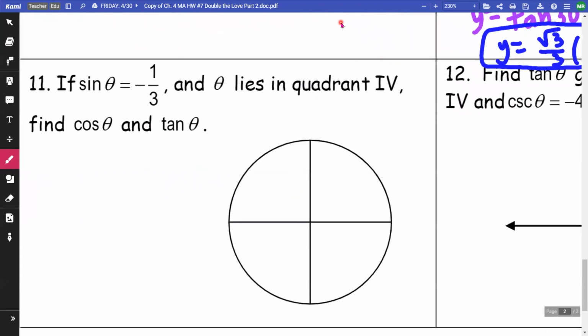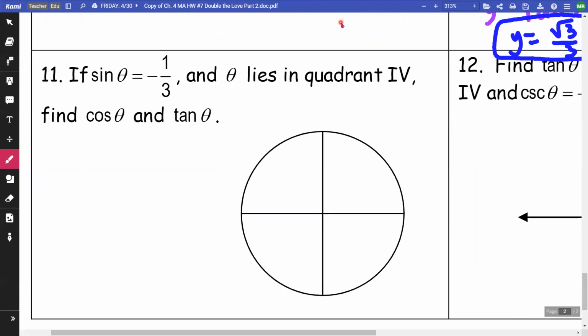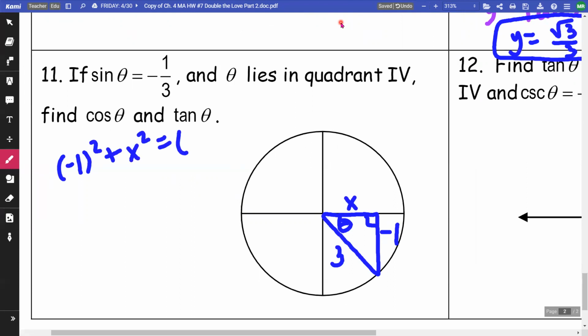On number 11, if our sine is -1/3 and it's in quadrant 4, okay, so let me just draw a triangle in quadrant 4. This is our angle theta. My sine is opposite over hypotenuse, and the negative is never going to go with your hypotenuse. Then I'm going to do Pythagorean. Let's call this one x. So I'm going to do -1 squared plus x squared equals 3 squared. So when I work this out, I'm going to get 9 and a 1, so it's going to be an 8 when I do that math.